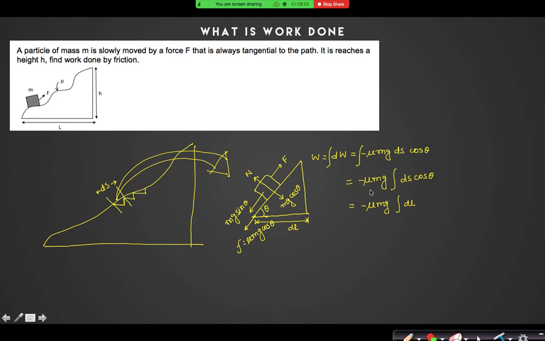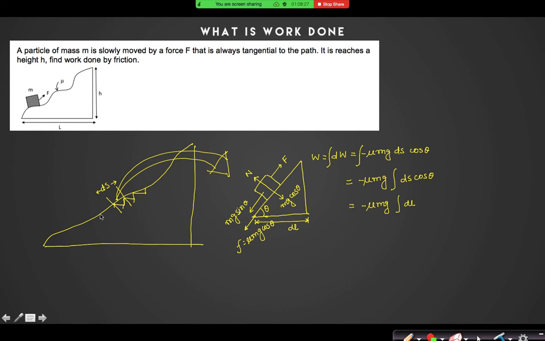I said that work done by that friction force is minus mu N into ds cos theta. If this length is ds, then ds cos theta I can replace by dl only. Dl means the base length of this small triangle. Can you please repeat the displacement part?